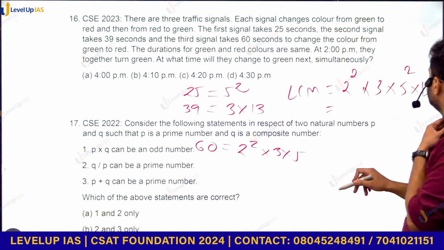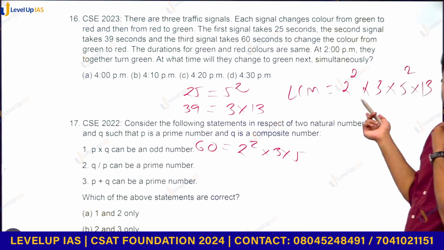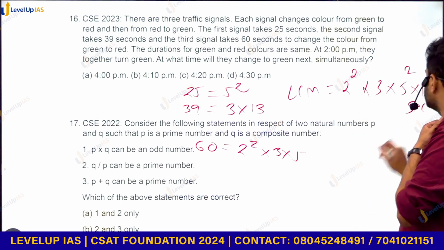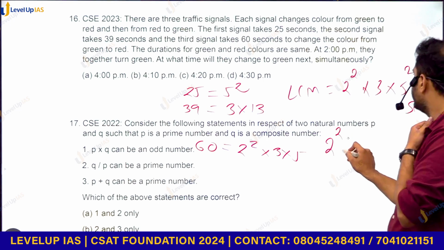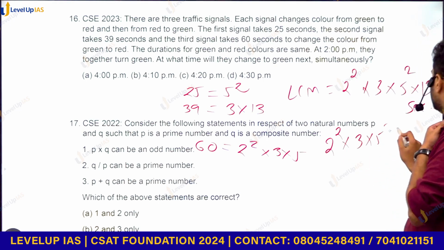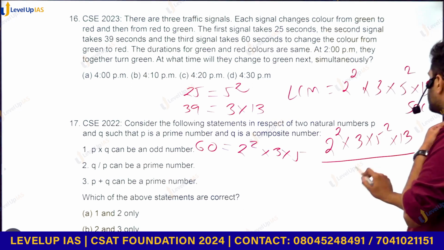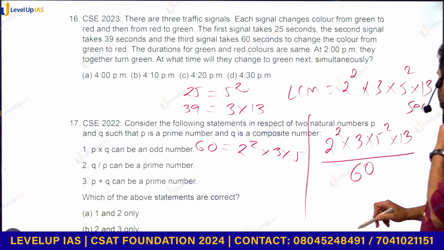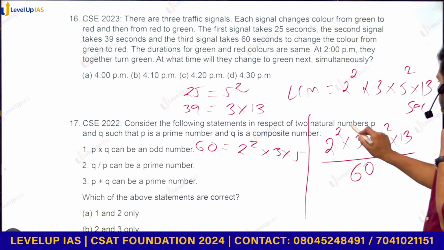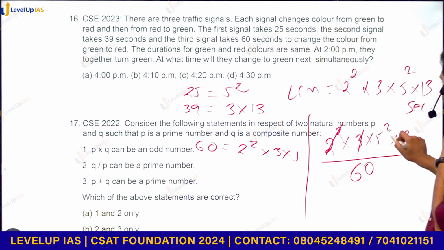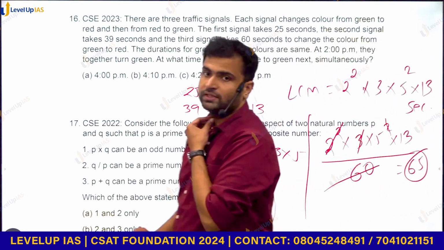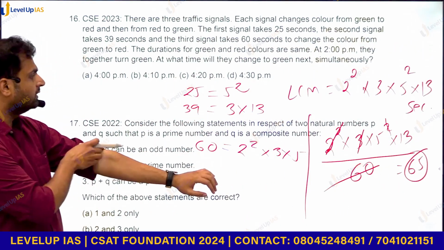You can calculate the LCM. This is in seconds, by the way. Everything is given in seconds. You can directly convert it into minutes. How do we convert it into minutes? 2 square into 3 into 5 square into 13 divided by 60. This is how we convert seconds into minutes. So what do we have here? 2 square into 3 into 5, you can cut. So we have 65. Okay. So after 65 minutes, again they will together turn green.